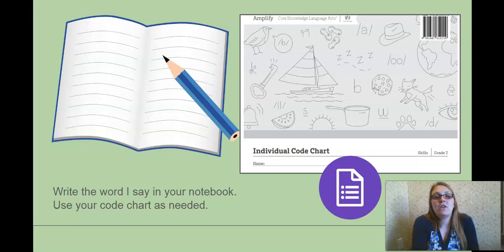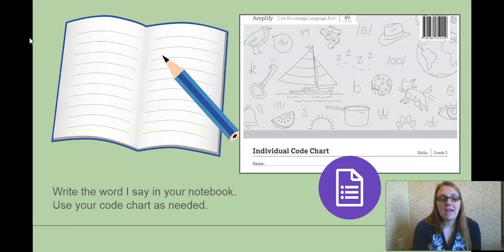Now, once again, you're going to practice writing a word that I say. This is our dictation portion. As always, you can use your individual code chart that shows all the letter sounds that we have gone over so far. Once again, I will say the word. After I say the word, you'll write it down, and then we'll go over it all together. And when you are ready, your word is men.